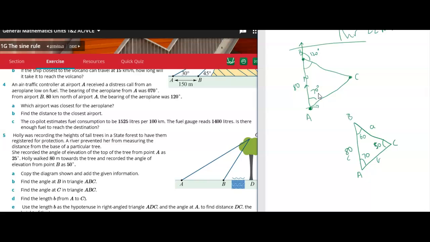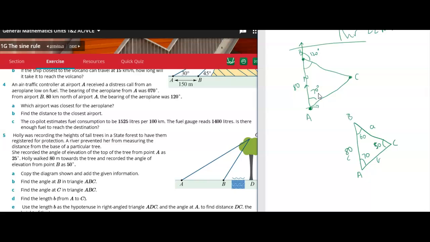I'm not going to do that because I think we've done the sine rule enough. Probably for this one, it's difficult to draw the diagram. Find the distance to which airport was closest for the aeroplane? Find the distance to the closest airport. Which airport was closest for the aeroplane?